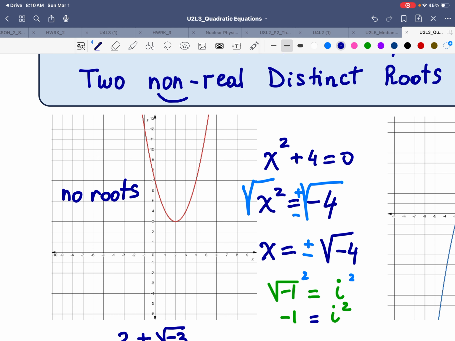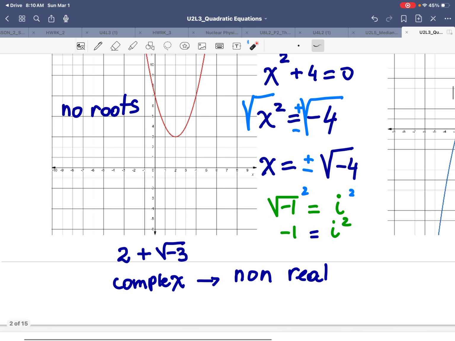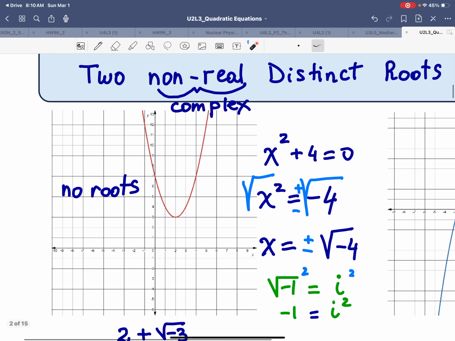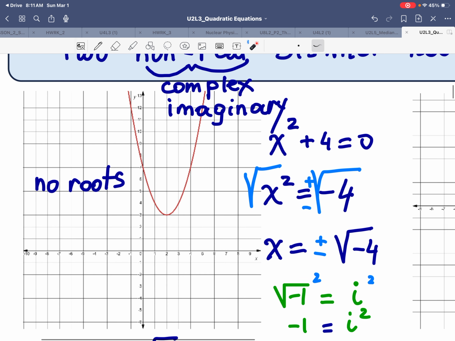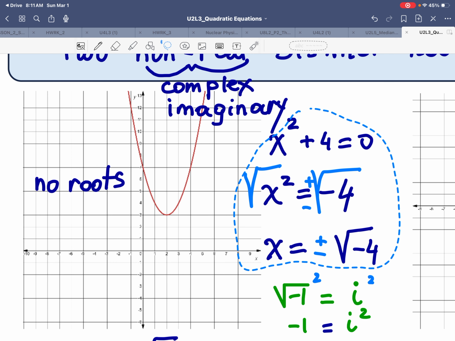Now, sometimes the word non-real is replaced with the word complex. That's when you have a mixture of real and imaginary. Or if you want to be more specific, if you end up with a root like this, you may as well use a more specific word, which is imaginary, which tells us that the solution is going to be a number that is expressed as the square root of a negative number, and that's it.